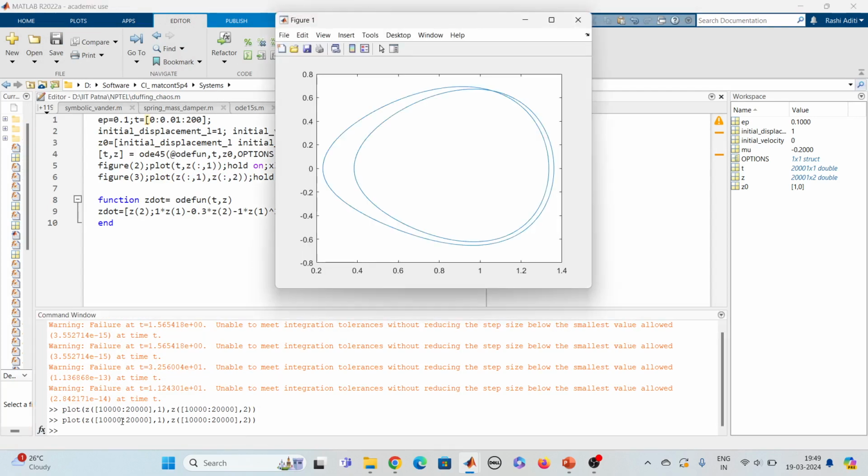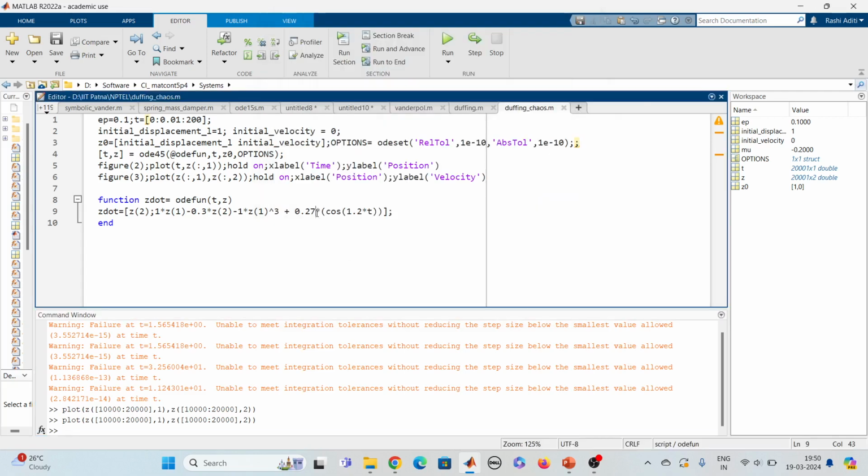See, can you see there are two intersecting loops, isn't it? So if there are these two loops, it means that a period doubling bifurcation has occurred. Initially there was one loop and now there are two loops. So this is period doubling bifurcation.